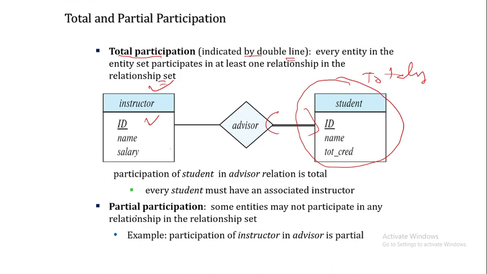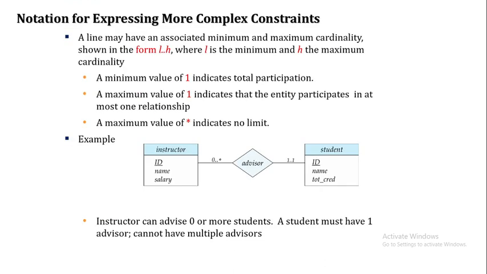So this is the partial participation, and this is your total participation. This is total participation, this is partial participation, represented using your ER diagram. Okay, now besides all this representation, we have another kind of representation, the complex representation. How exactly this is represented, we are going to see.